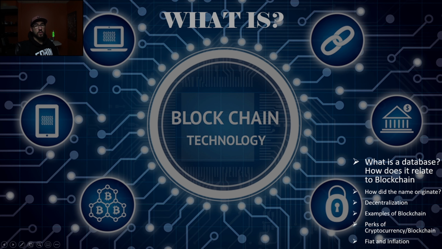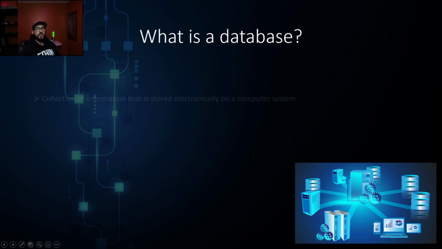So let's dive in. All right, so what is blockchain technology? We're going to touch on a few topics here today. What is a database? How does it relate to blockchain? How did the name originate? We're going to touch on decentralization, examples of blockchain. We're going to talk about the perks of cryptocurrency and the blockchain technology behind it, as well as fiat and inflation.